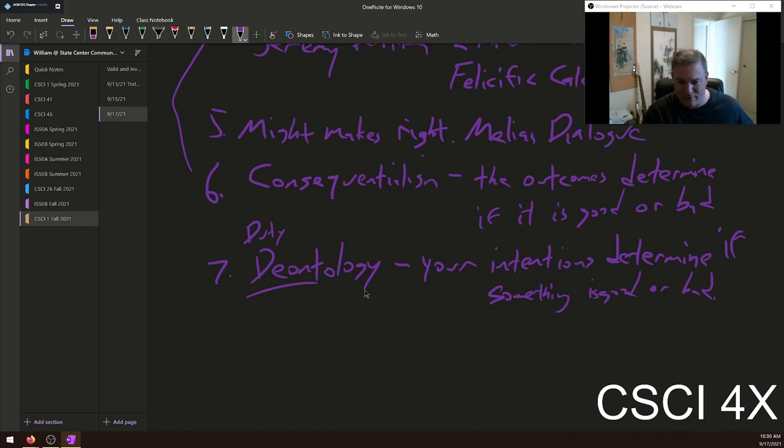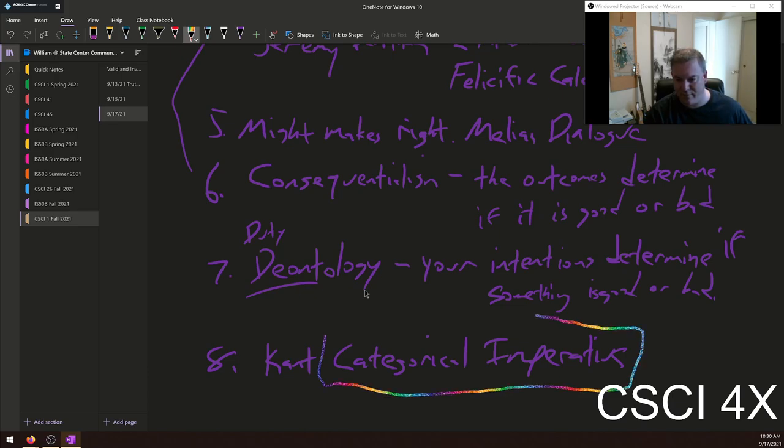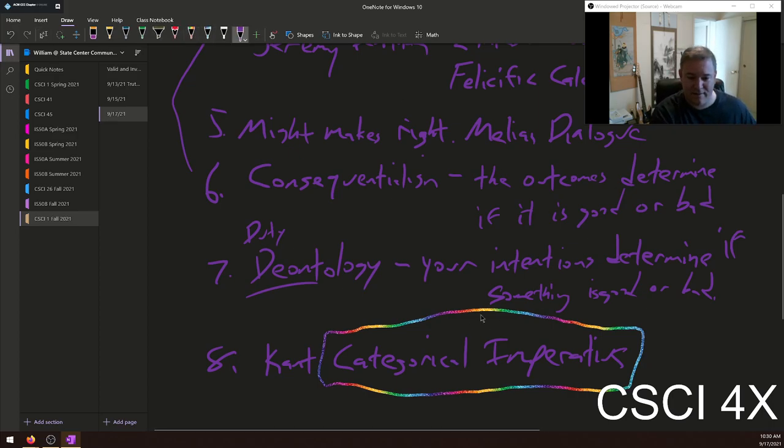So what form of deontology is the most famous? There is a guy by the name of Kant, Immanuel Kant, who made something called the Categorical Imperative. And this you will need to know. So what is the categorical imperative? He is a deontologist, the most famous deontologist. What matters is your intention.